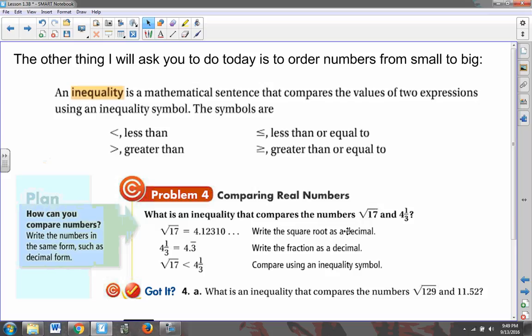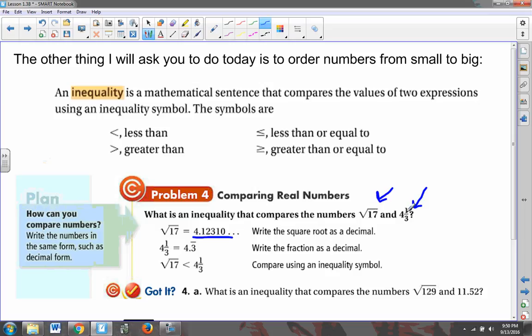Now, the easiest way to order these numbers from small to big is going to be to write them as decimals. Okay, so we're going to write everything as decimals if we can, right? So, for example, here they're asking us to compare the square root of 17 and 4 1/3. Now the square root of 17 is something we could estimate on our calculator. We could punch that in our calculator and it comes out right here. 4.12310, and then it keeps going forever. Okay, but it's 4.123 basically.